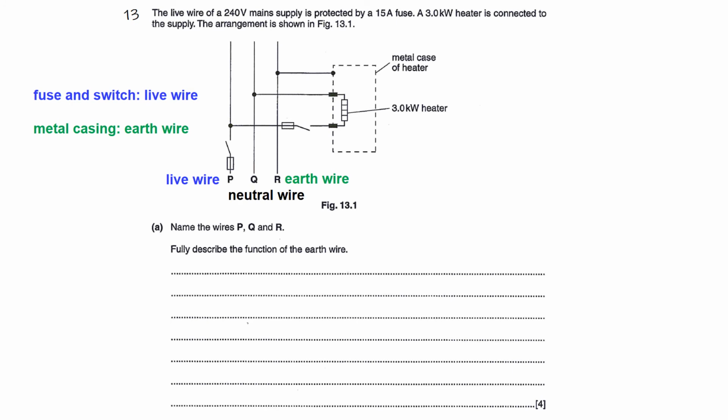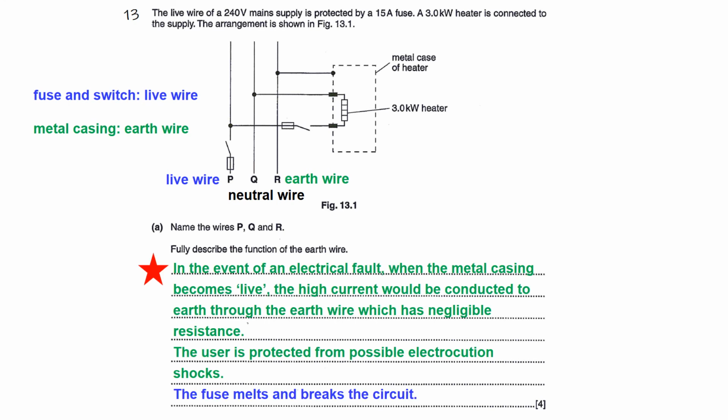Fully describe the function of the earth wire. Please take note that this is a must-know fundamental question for the topic of practical electricity. So there's going to be a red star beside this question. Make sure you know this. In the event of electrical fault, when the metal casing becomes live at the high mains potential of 230 or 240 volts, the high current will be conducted to earth through the earth wire, which has negligible resistance. The user is protected from possible electrocution shocks.